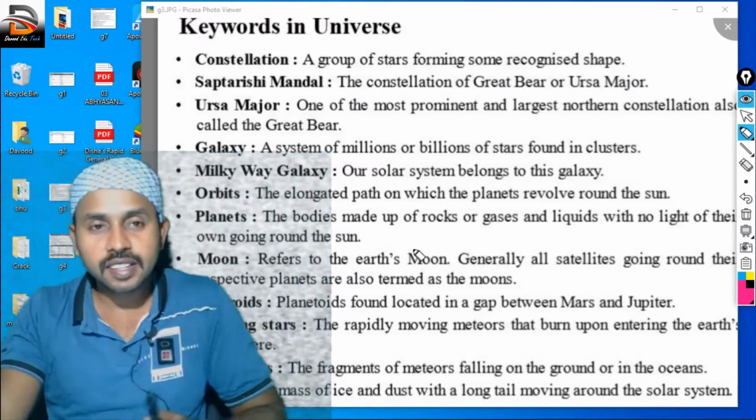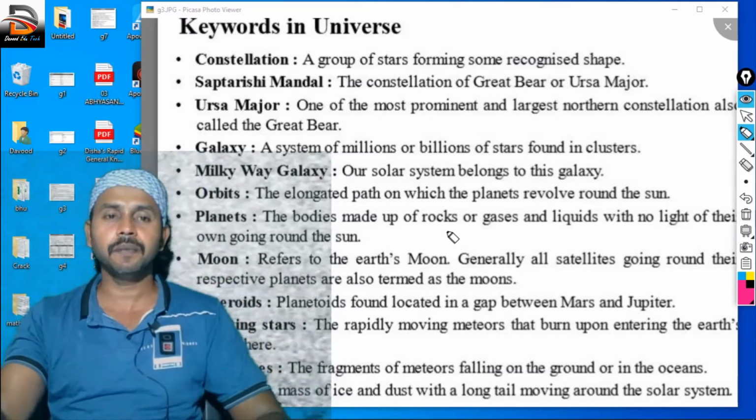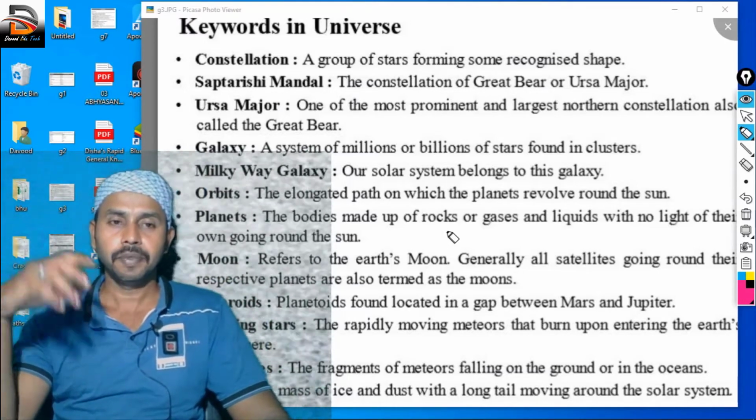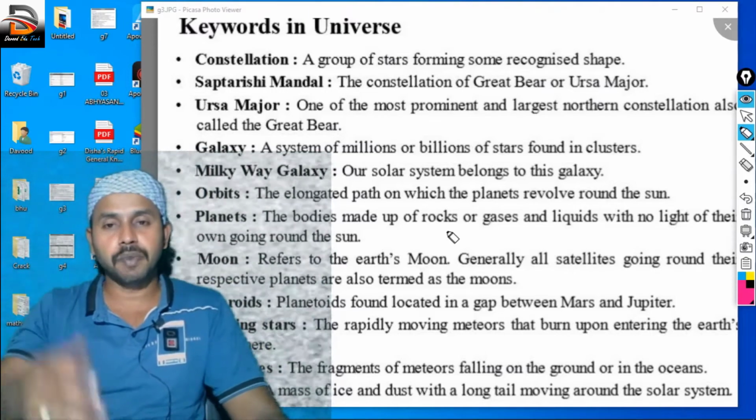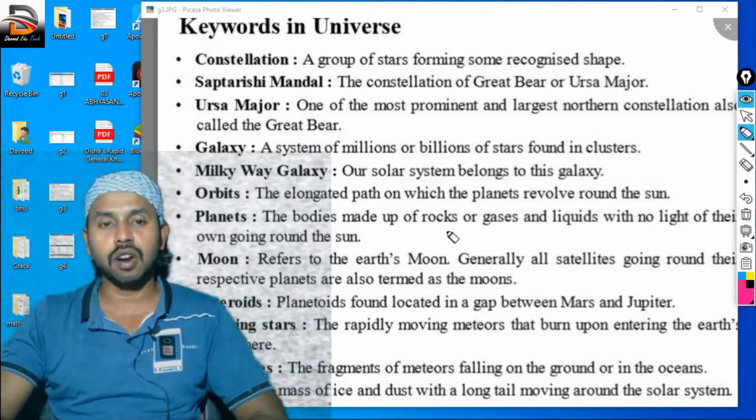So these are the keywords of the universe: constellation, a group of stars forming a recognized shape; Saptarishi Mandal, the constellation of the Great Bear; and Arsha Mandal, one of the most prominent and largest northern constellations, also called the Great Bear.